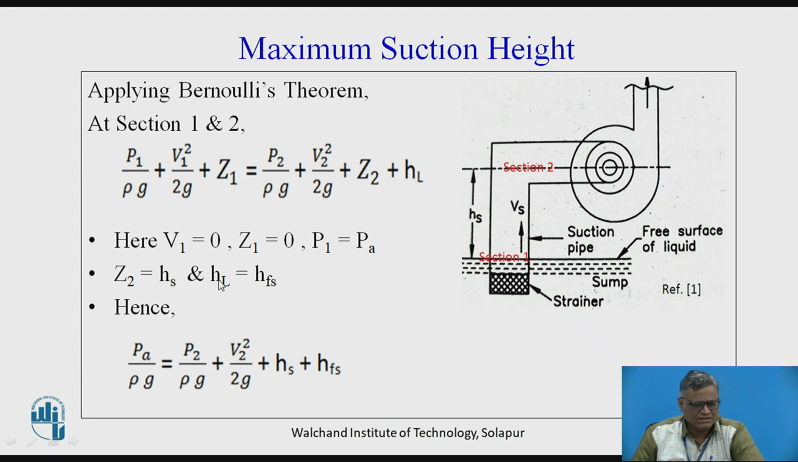Then the head loss HL is nothing but the frictional head loss which is occurring on the suction side. So HL will be equal to HF, and at the suction side it is HFS. Putting all these values in this equation, PA by rho g replaces P1 by rho g, and these two parameters are 0. Then this is equal to P2 by rho g plus V2 square by 2g plus Z2, which is HS, the suction height, plus the head loss HFS.